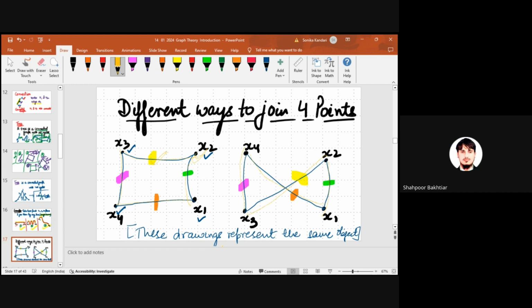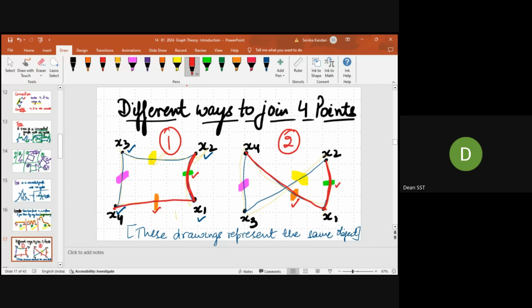Yes, ma'am. See, from X1 to X2. See figure number 1 and figure number 2. From X1 to X2, there is an edge. So see the right hand side too. From X1 to X2, there is an edge. I have highlighted both in green. Fine. Now see from X1 to X4, there is an edge in diagram 1. From X1 to X4, there is an edge in diagram 2 also. I have reflected it with the orange color.